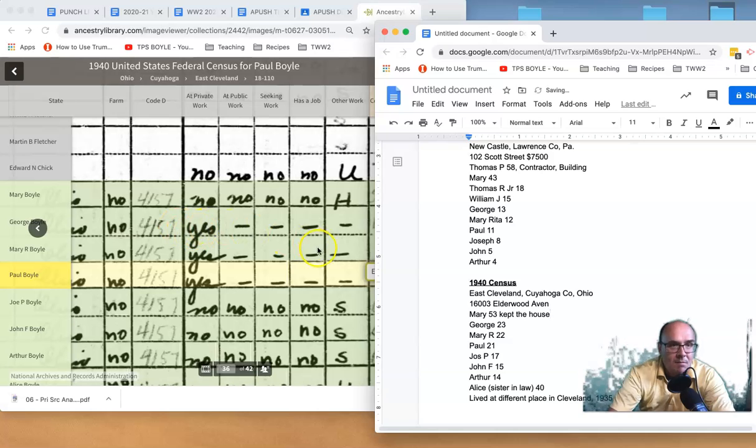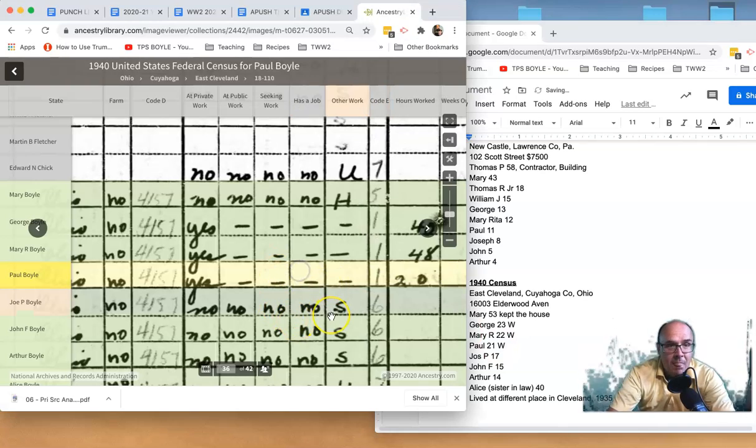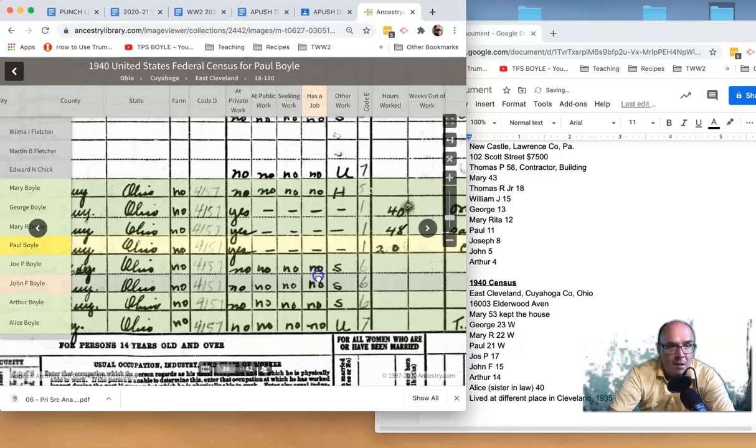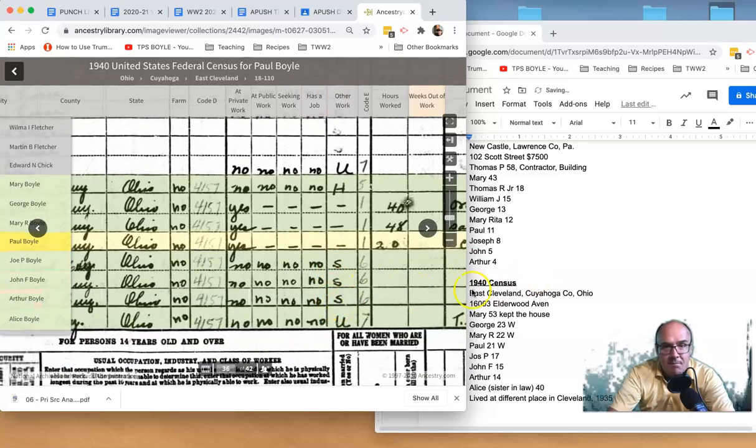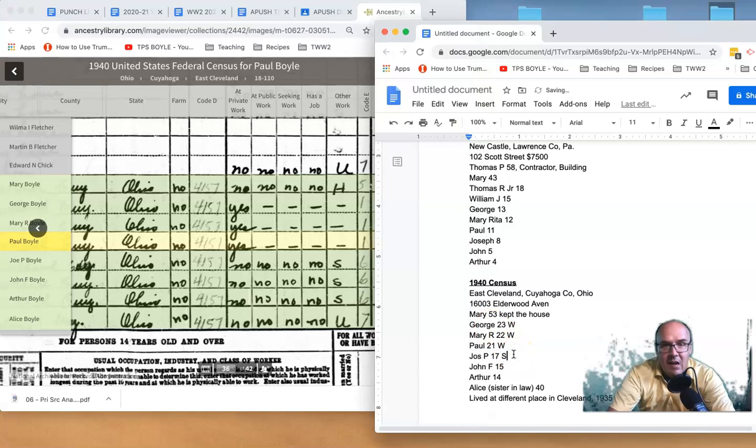Of the boys and the girl, George, Mary, Paul, all working. So I'm just going to put a W for working. Okay, they're all in their 20s. They're all working to support everybody else. Now, what about Joe, John, and Art? They are all students, as you might expect from their age. I'm just going to put an S for student.